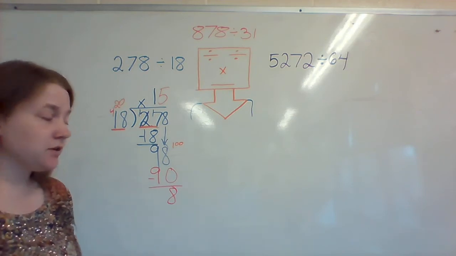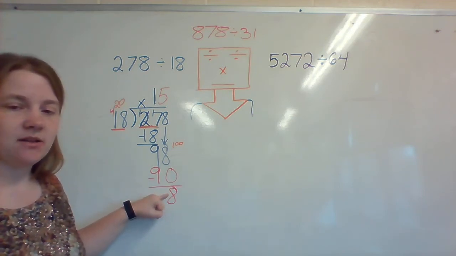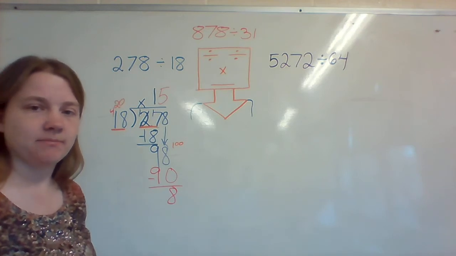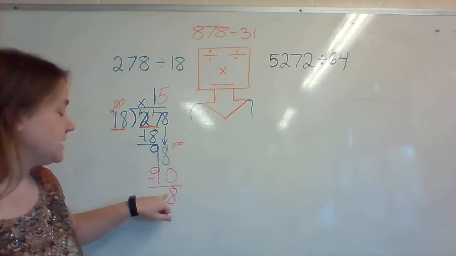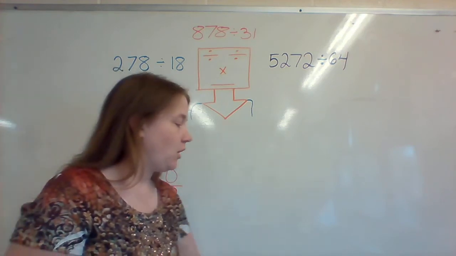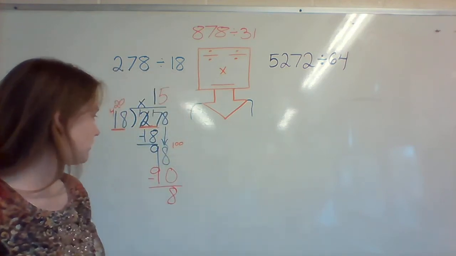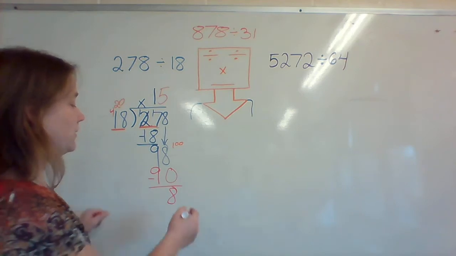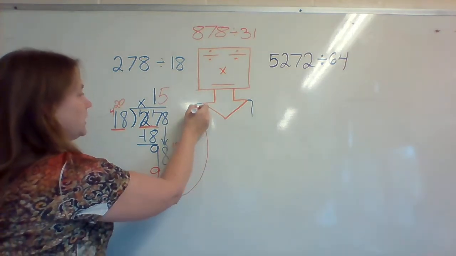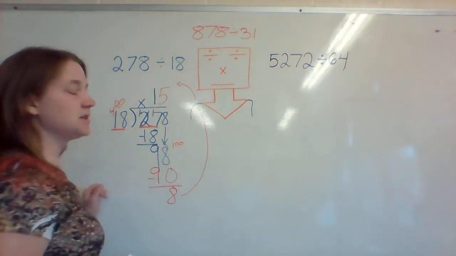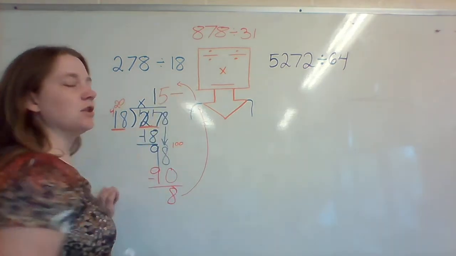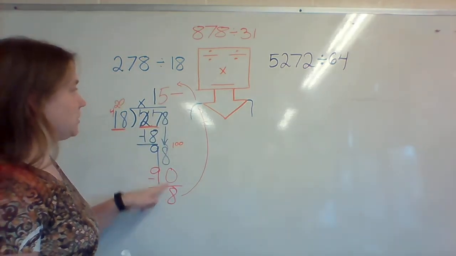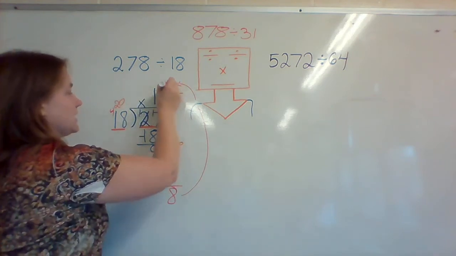Now, in your younger years, you might have seen this 8 and thought, oh, I have a remainder answer, but we're too old for that now. We're ready to move on. So this 8 is going to come all the way from the bottom, all the way up to the top. So high up that it's going to be in the numerator. So we're going to put that 8 on top.